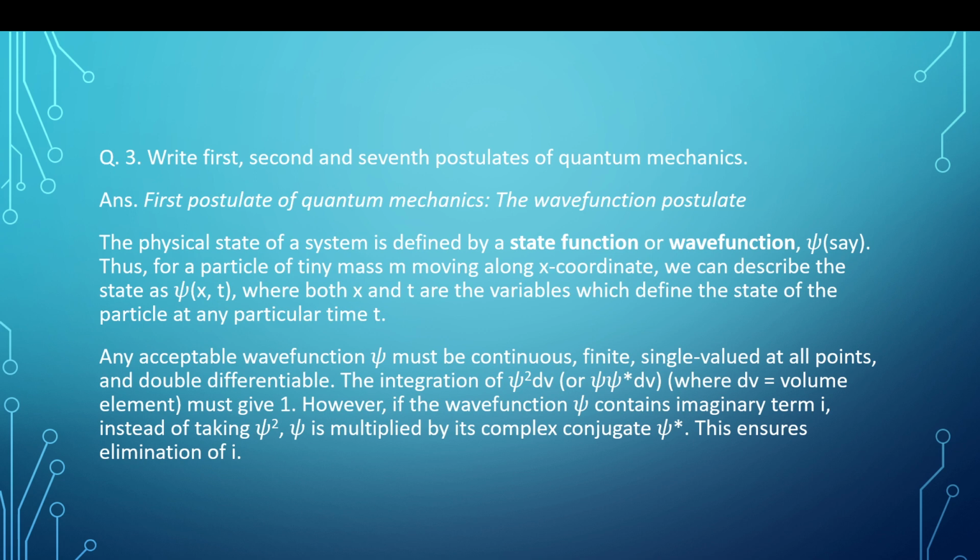Any acceptable wave function psi must be continuous, finite, single valued at all points, and double differentiable. The integration of psi square dv or psi multiplied by psi star dv, where dv is volume element, must give 1. However, if the wave function psi contains imaginary term i, instead of taking psi square, psi multiplied by its conjugate, psi star, this ensures elimination of imaginary i.